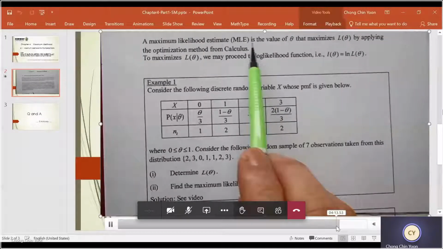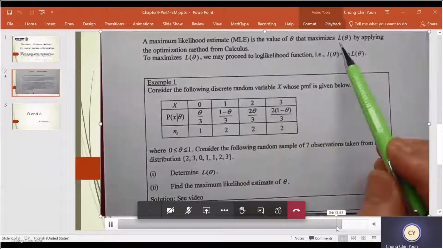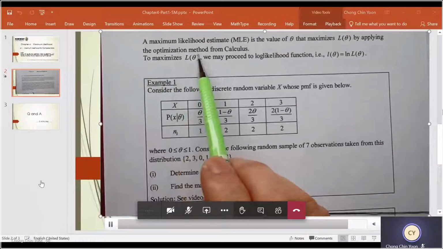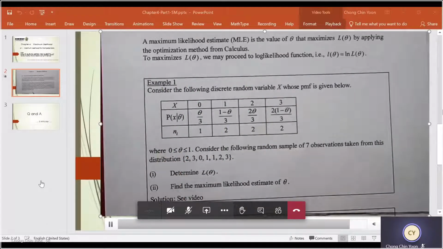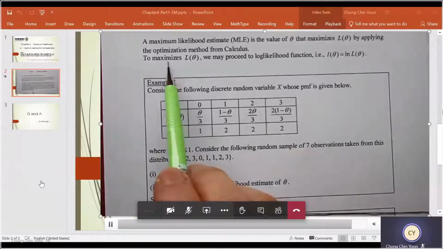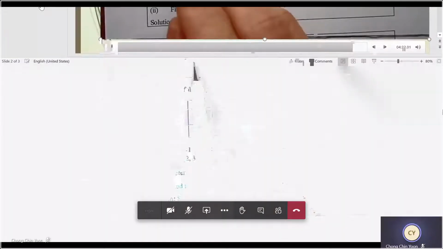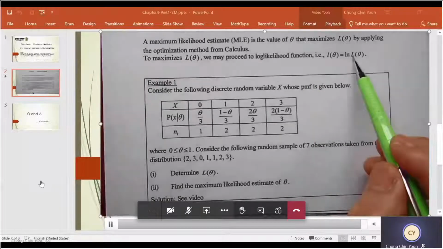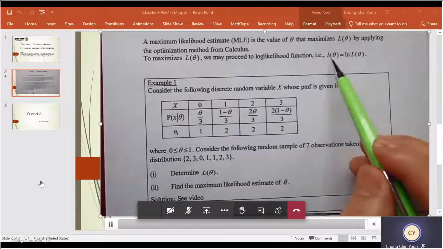X is discrete. The MLE estimate is the value of theta that maximizes the likelihood function, that is L of theta, by applying the optimization method from calculus. To maximize the likelihood function, we may proceed to the log likelihood function, that is, we apply the natural logarithm to the likelihood function.